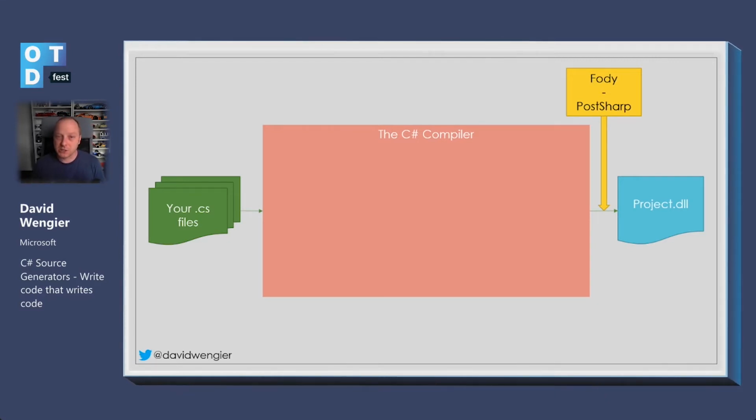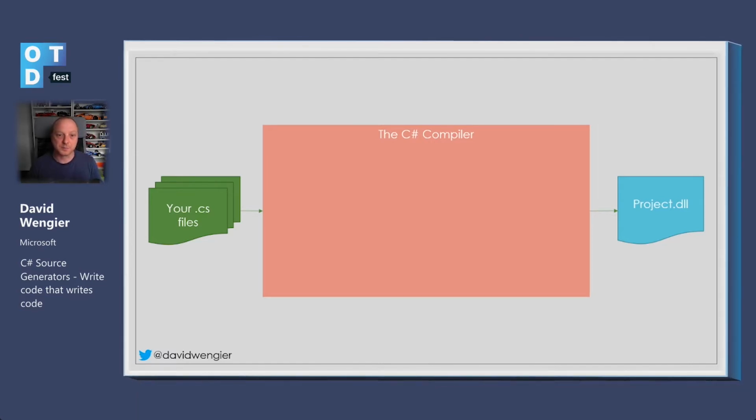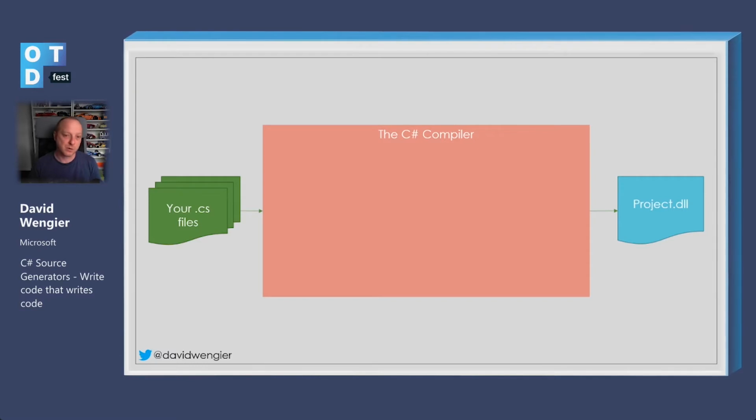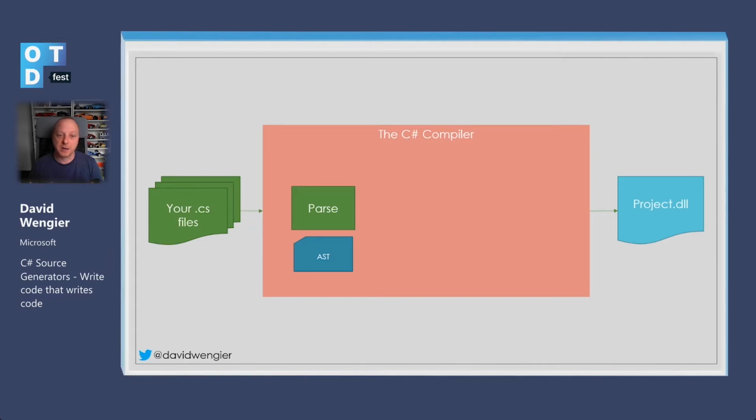In C#9, there's a new feature called source generators, which works inside the compiler. Before we talk about how it specifically works, let's talk a little bit about what happens inside the compiler when you compile your code. The compiler is built up of phases, and the first phase is called the parse phase. This is where your C# files are taken in and parsed to produce a syntax tree, an AST, abstract syntax tree.